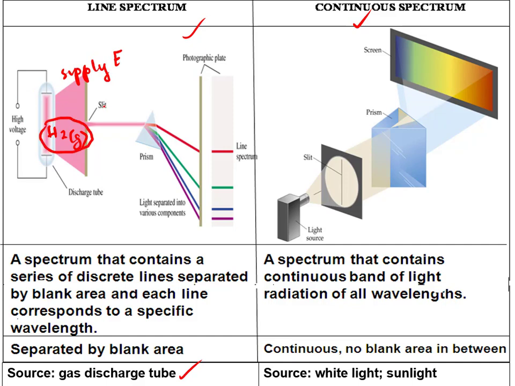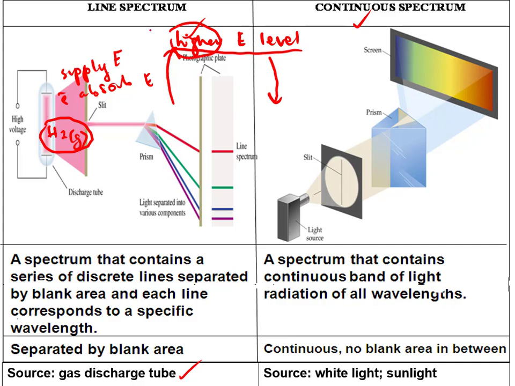Then the electron of the hydrogen atom will absorb energy. Then the electron will be excited to a higher energy level. When it has reached that high energy level, what happened? It will drop because it becomes unstable at the higher energy level.